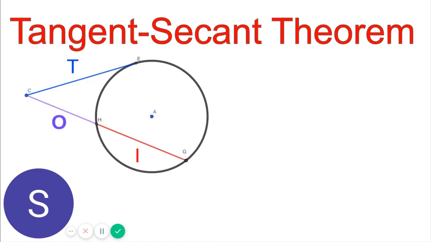So we're going to go back to the tangent-secant theorem. That's what we talked about at the beginning. Which of the four equations that I've given you correctly describes the relationship between the tangent and the pieces of the secant segment?